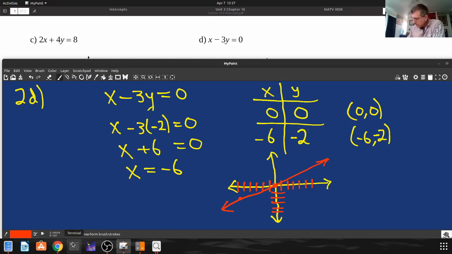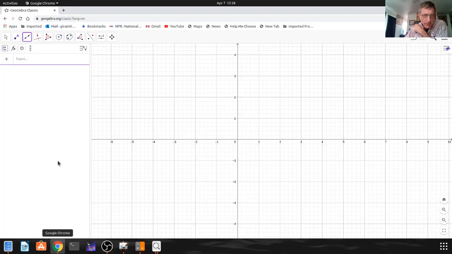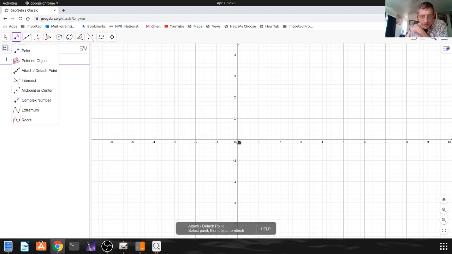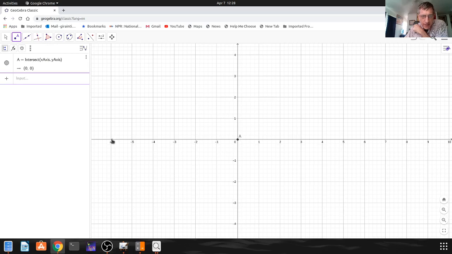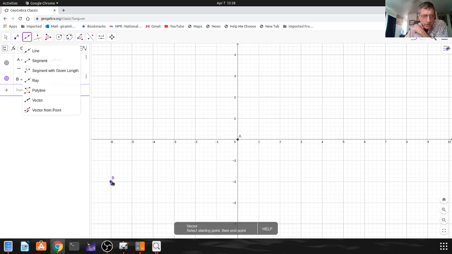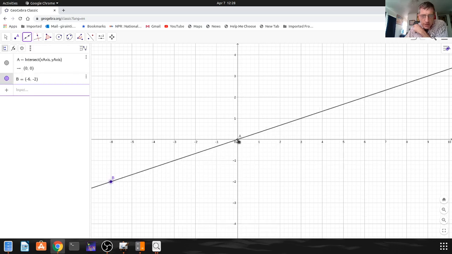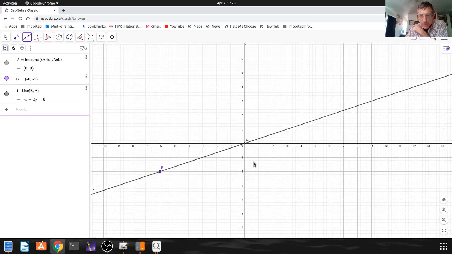The origin and minus 6, minus 2. Take a look and see what it looks like really. So it's going to go through the origin. That's easy. Right there. Then minus 6 is right here. Minus 2 is right there. There's minus 6, minus 2. And it looks like that. Okay.